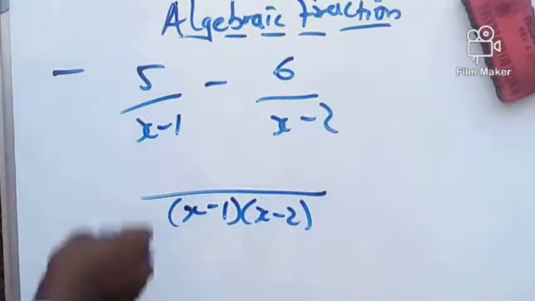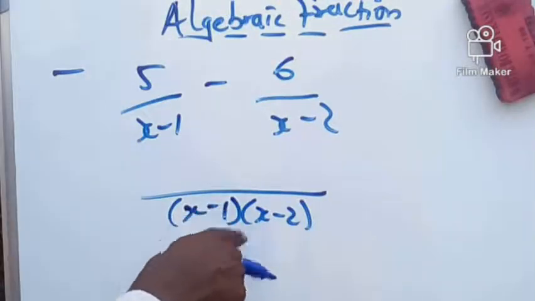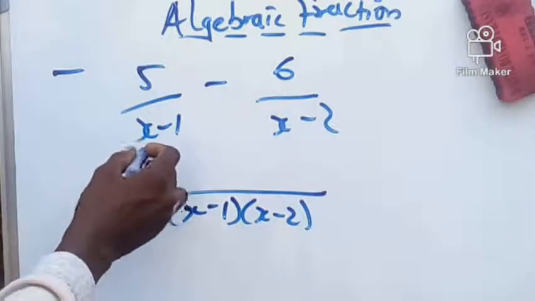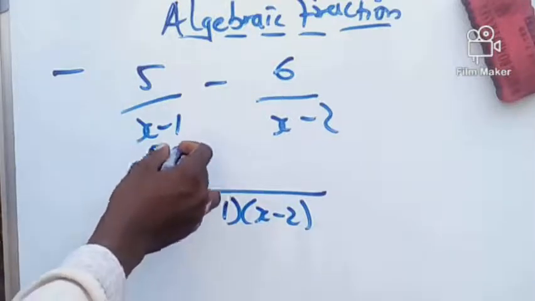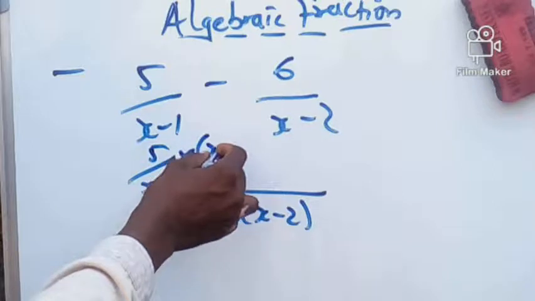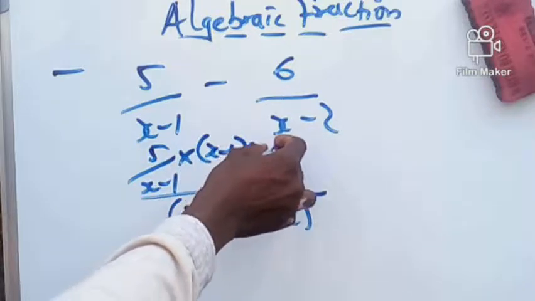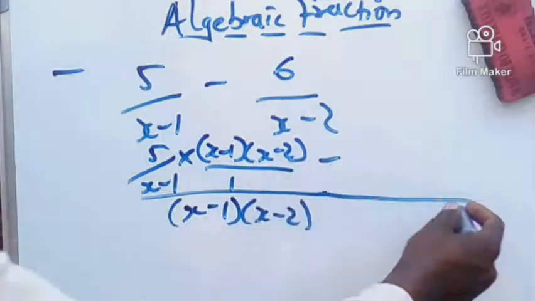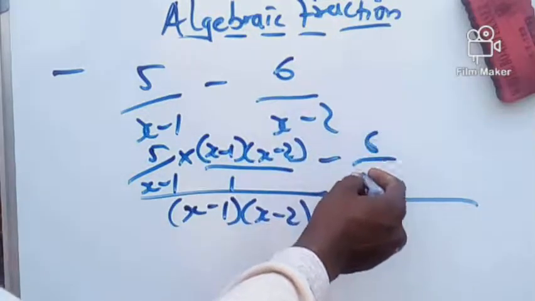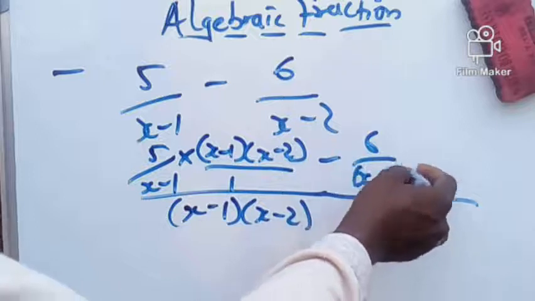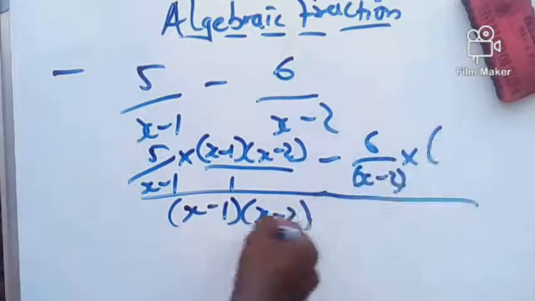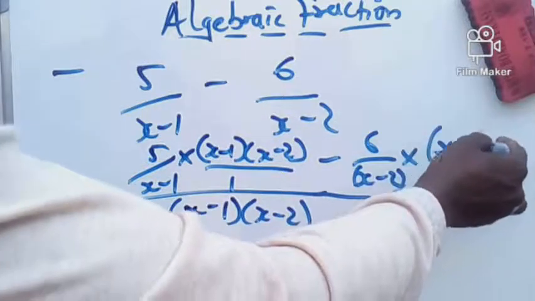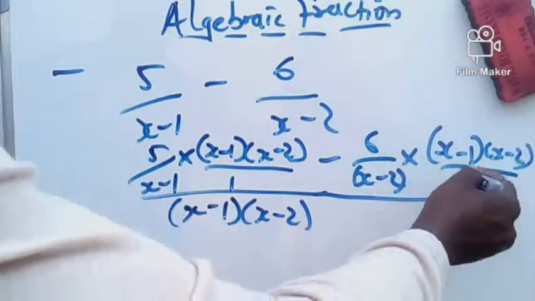So the next stage is to pick each of the fractions and multiply them by the LCM. So we pick the first fraction, 5 over x minus 1. We multiply by the LCM, which is x minus 1 and x minus 2 divided by 1. We drop our subtraction sign. Take the next fraction, 6 over x minus 2, and we multiply it by the LCM, which is x minus 1 and x minus 2 divided by 1.